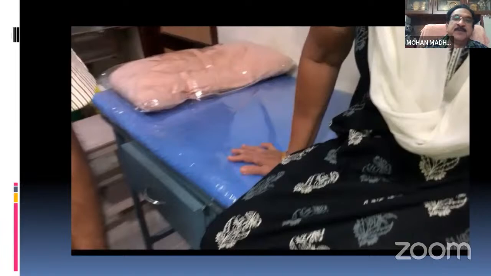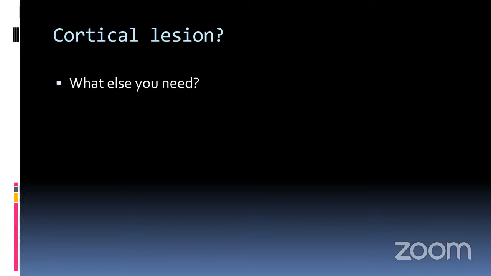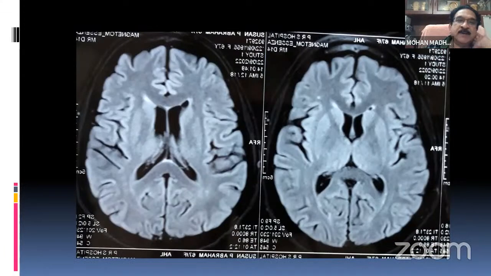So what do you want me to do now? Want to look for something else? What investigation do you need? MRI brain. Yeah, MRI brain, correct. This is the MRI brain. This is the FLAIR sequence. I'll go one by one.